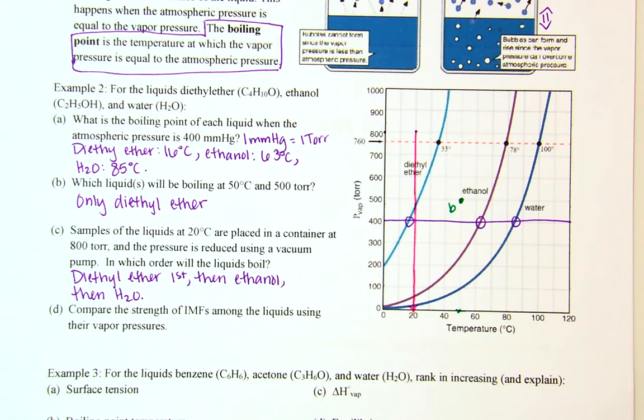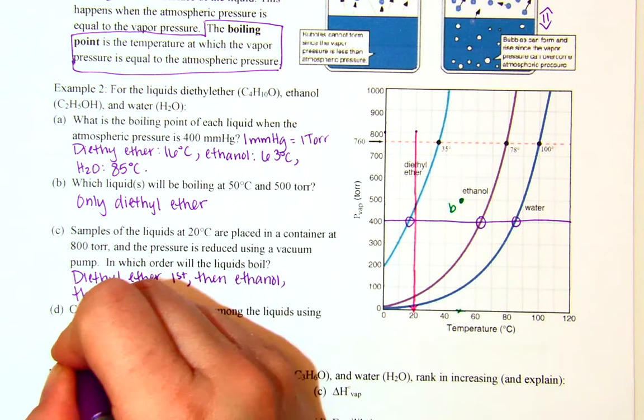All right, part D. Compare the strength of the intermolecular forces among the liquids using vapor pressures. So, as we know, when something has a high vapor pressure, there's a lot of vapor above it. That means the intermolecular forces were weak. So we're looking at the one with the highest vapor pressure first, meaning that it's going to have the weakest IMFs.